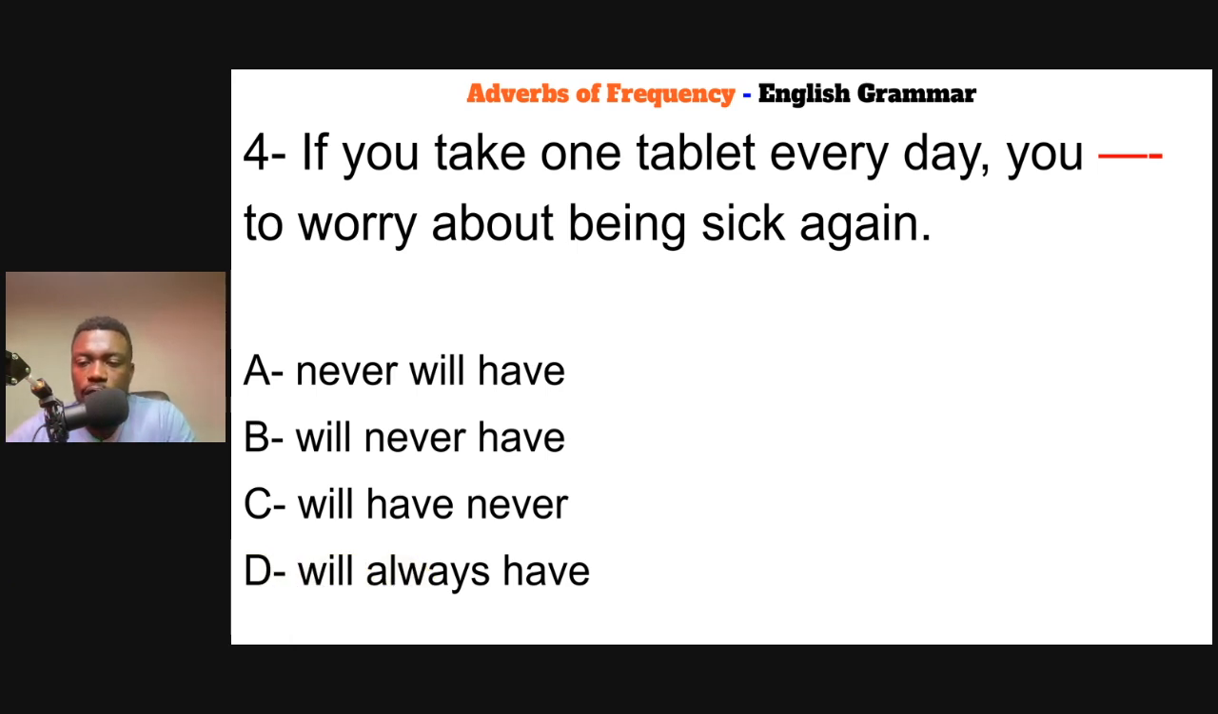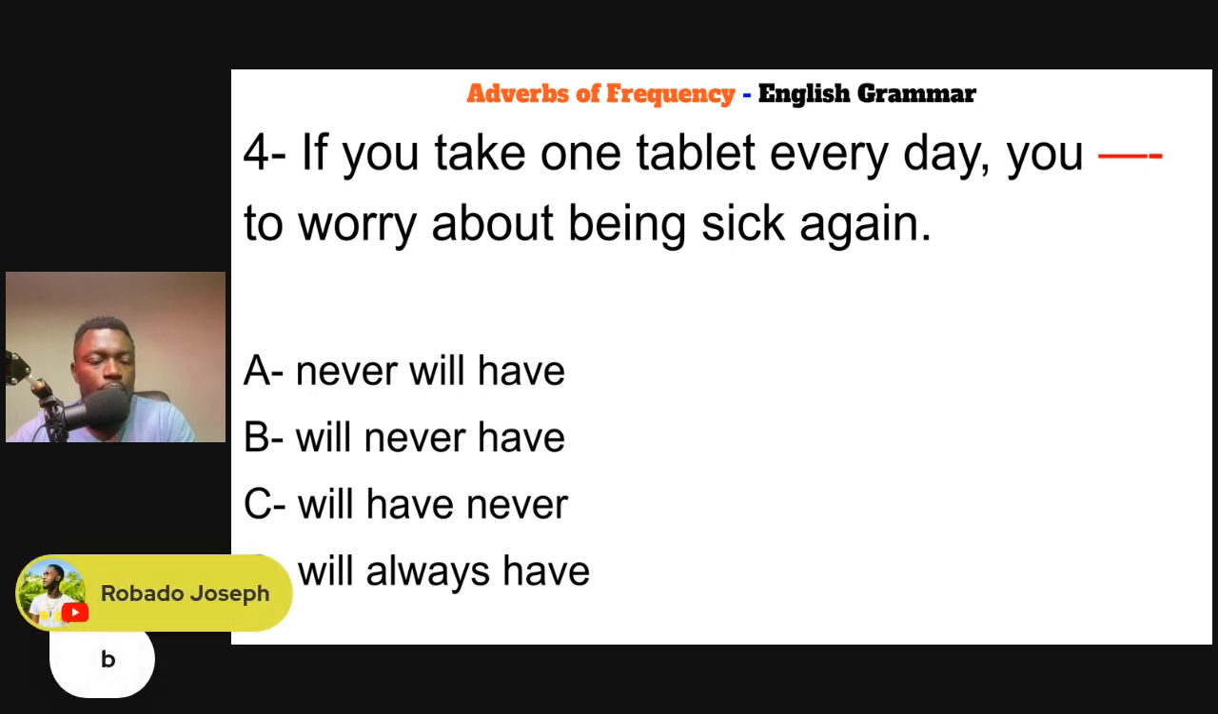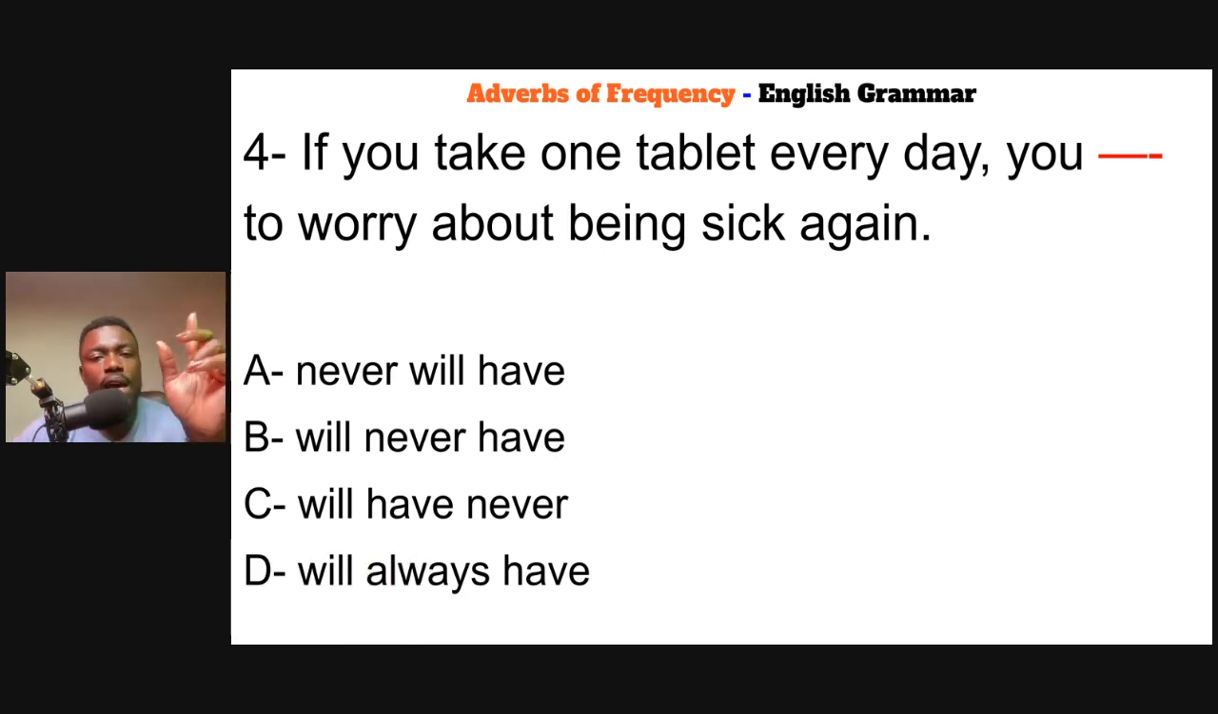Okay, so what do we have for number four again? Let me see. Somebody said B. We'll never have. Yes, the answer is B. If you take one tablet every day, you will never have to worry about being sick again.